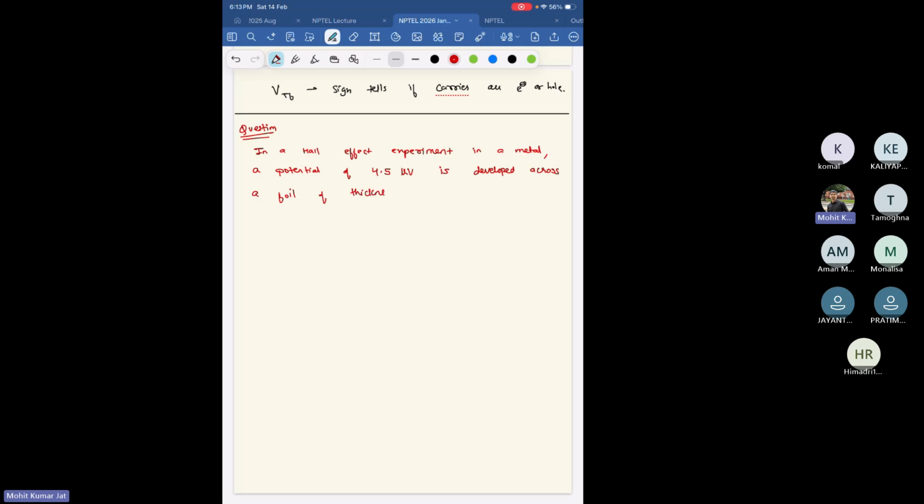Foil of thickness 0.02 mm. Now it says that when a current (1.5 ampere) is passed in direction perpendicular to the magnetic field of 2 Tesla. 2 Tesla is a large magnetic field.